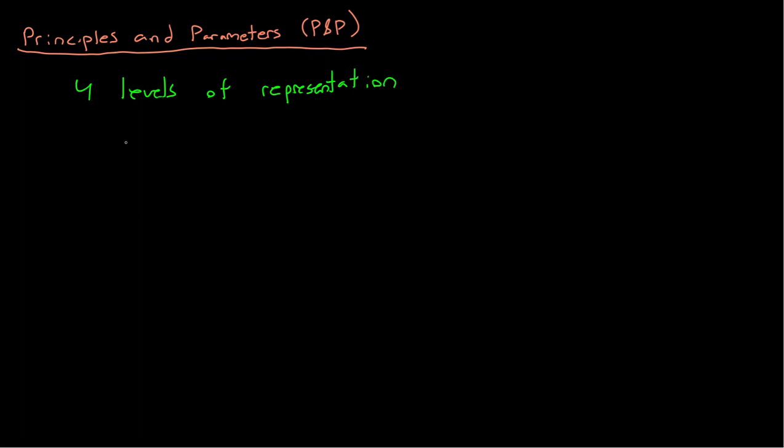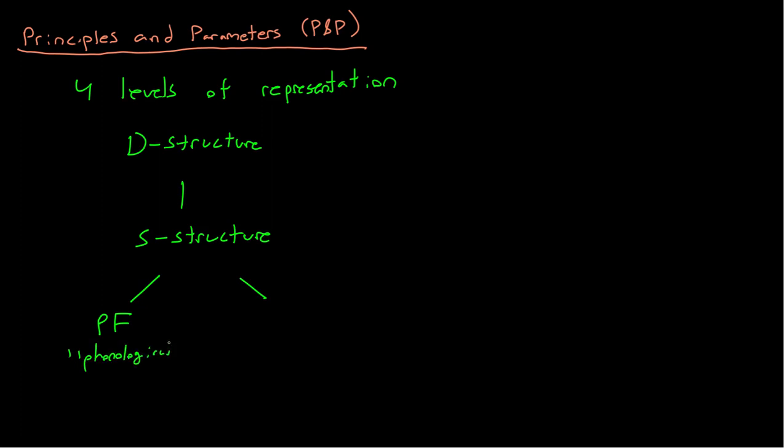Right, so we have first the level of D structure, which is then operated upon somehow to yield an S structure. And finally, this S structure yields, on the one hand, phonological form, PF, and on the other hand, a logical form, or LF.